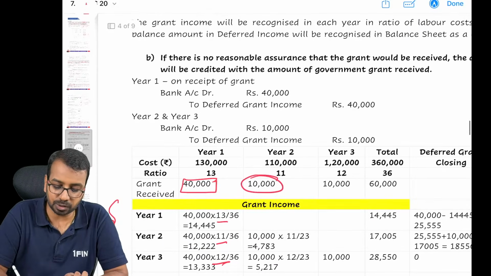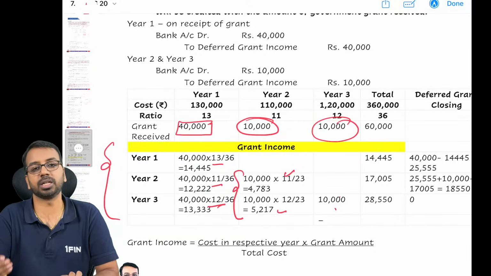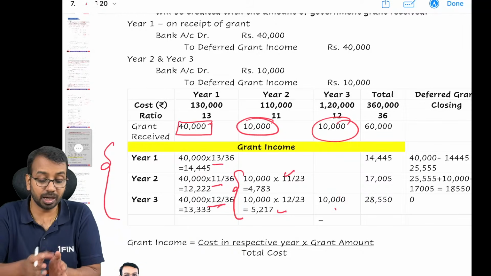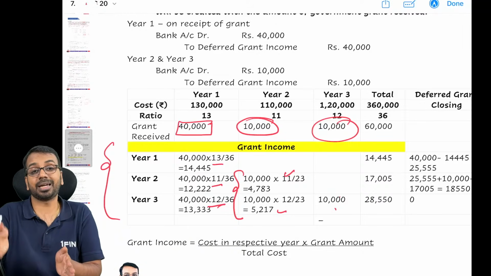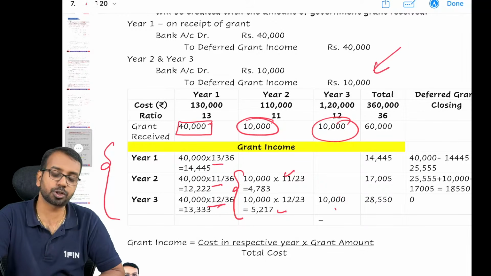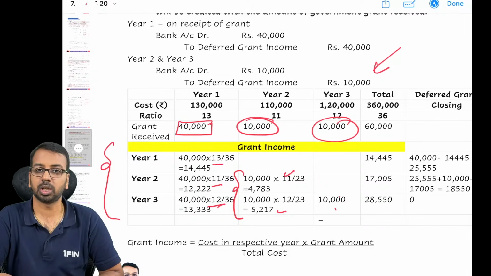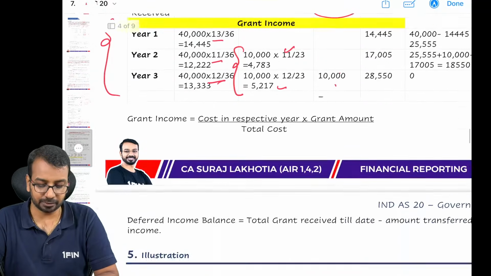Second, 10,000 received in second year. It will be recognized as income in second year and third year. Third, 10,000 received here will be recognized only in the third year. Okay, so here we have split the government grant received in each of the year. This is more a logical solution, and they have also made a small tweak in the question which makes the solution logical.